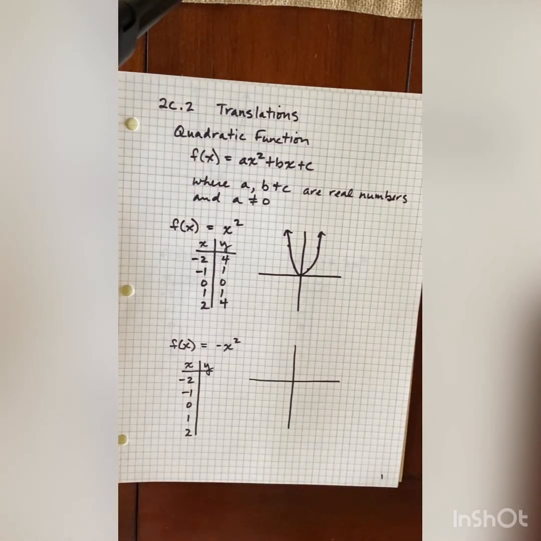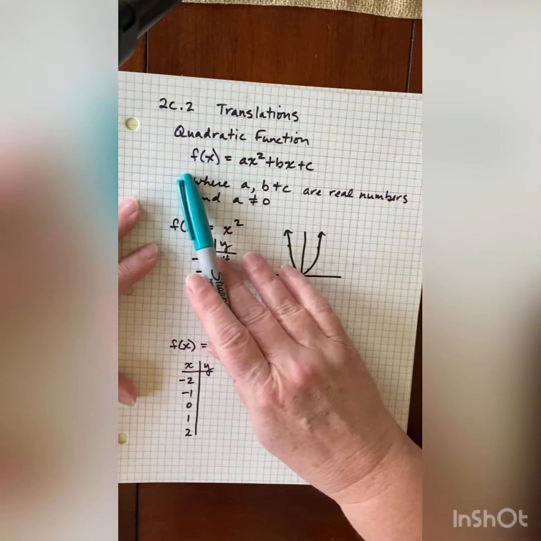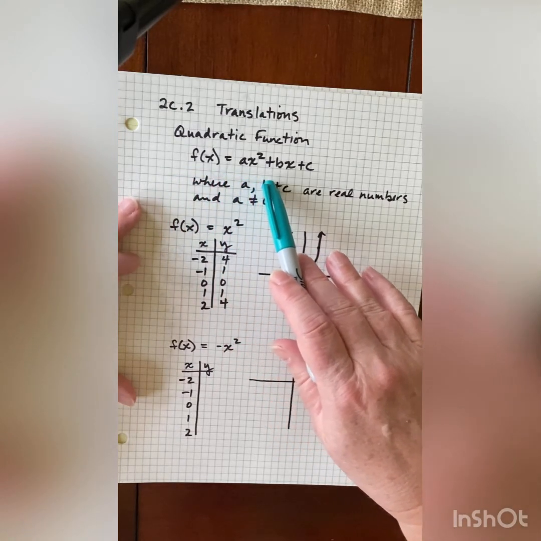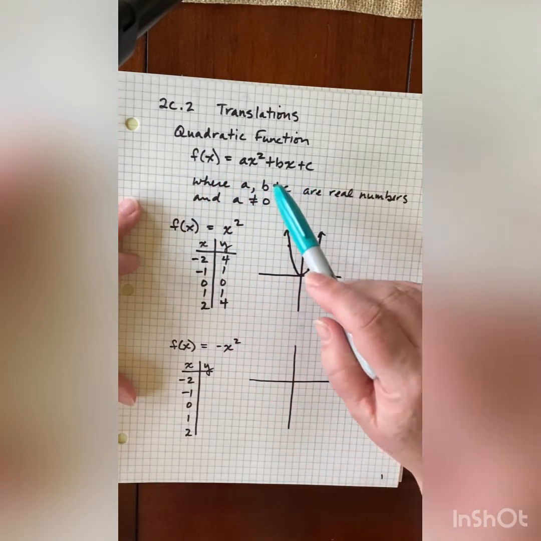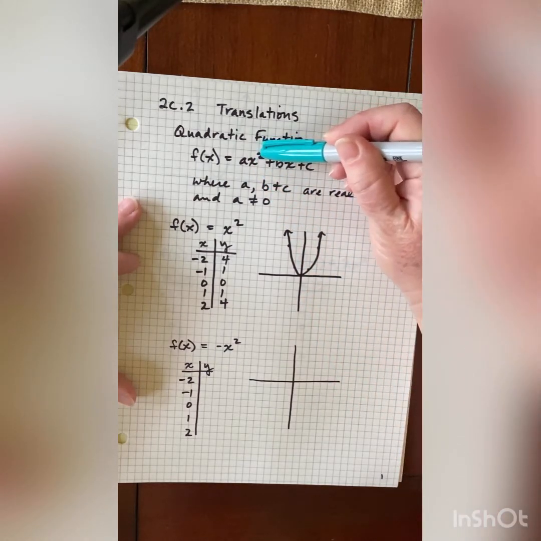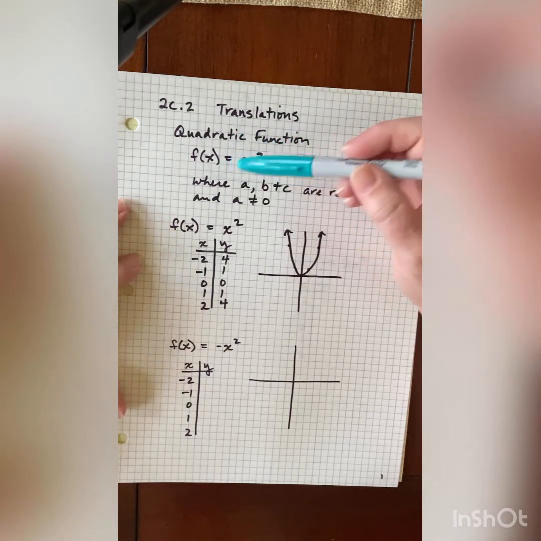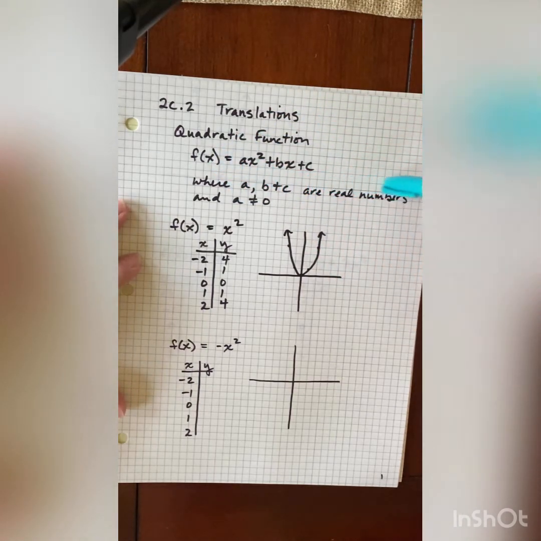Good morning, everybody. Today we are doing 2C.2, which is on translations. We are going to look at the quadratic function, which comes in the form of f of x equals ax squared plus bx plus c. Because my highest exponent on here is a square, I know that this is going to be U-shaped, okay? And so it's a parabola. So a, b, and c have to be real numbers, and a cannot equal 0.